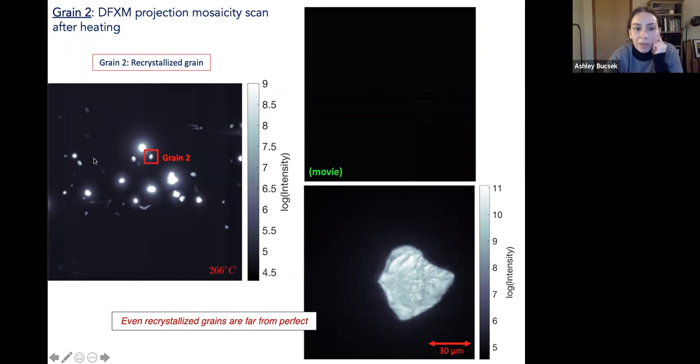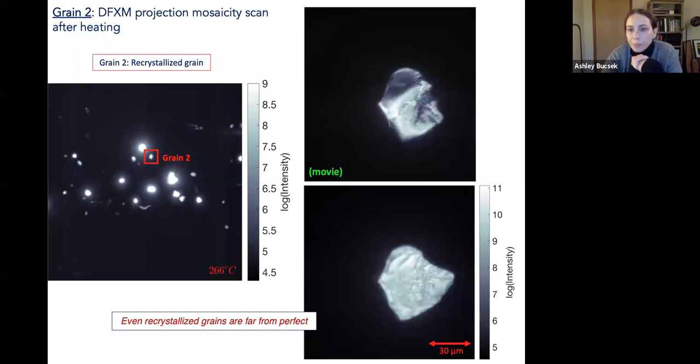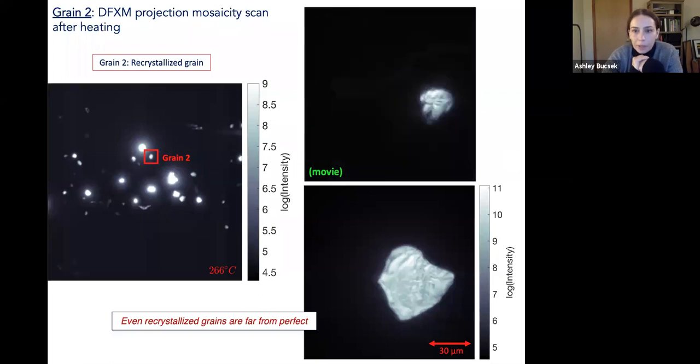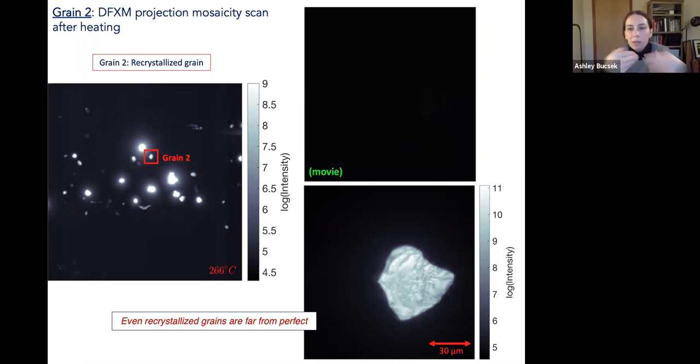If you watch the mosaicity movie here, you'll see that in this corner, the orientation is different. We saw it even in this HEDM data, and that's why we picked it out, which is that this recrystallized grain has a subgrain. There's that subgrain region. It was so obvious that we saw it in the HEDM data as well. So even the recrystallized grains are far from perfect. But this is the mixture that we ended up with in the final microstructure.